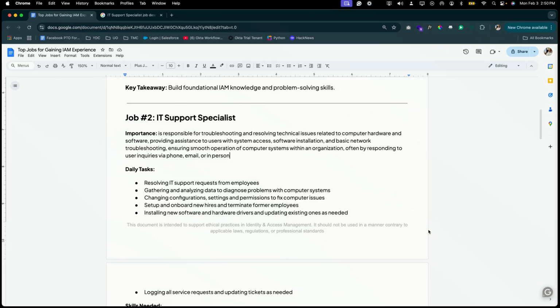Daily tasks for this role consist of resolving IT support requests from internal employees or your end users, gathering and analyzing data to diagnose problems with computer systems, configurations, and setting permissions to fix computer issues, setting up and onboarding new hires and terminating former employees, installing new software and hardware drivers and updating them as needed, and of course, logging all service requests and updating tickets as needed.